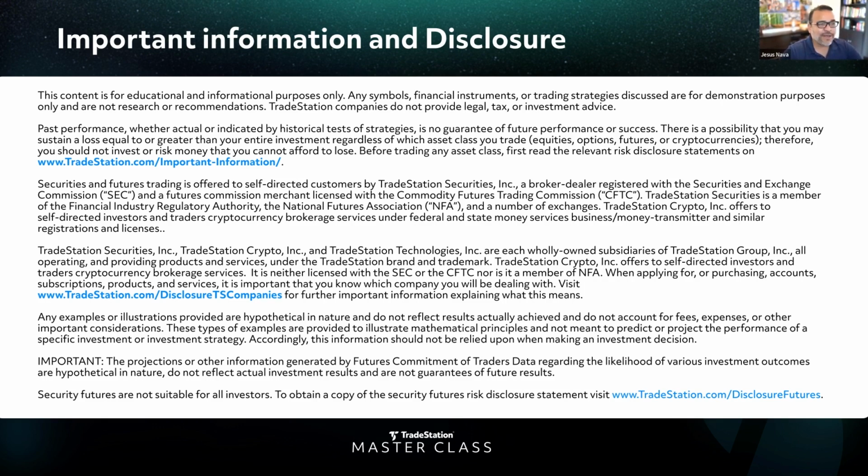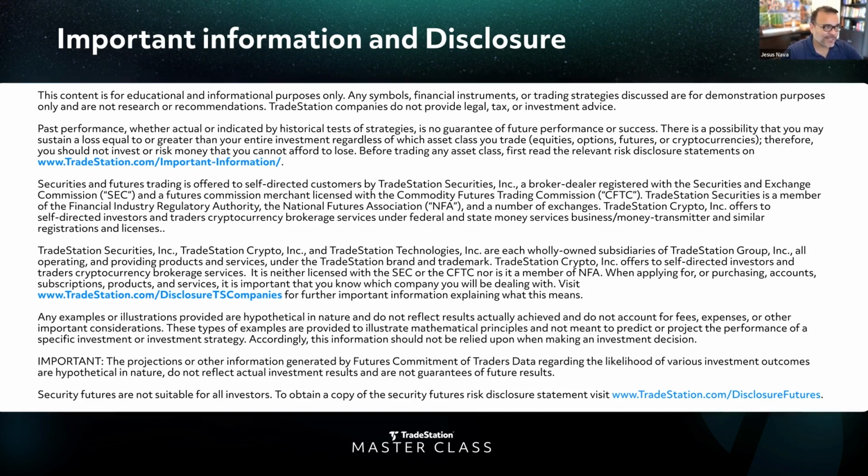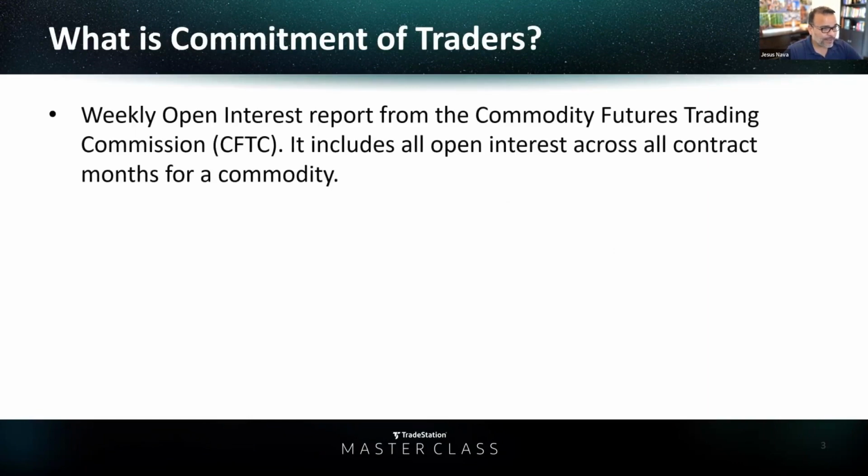So first of all, let's define what commitments of traders data is. This is a weekly report. It is generated by the CFTC, the Commodity Futures Trading Commission, and it includes all open interest across all contract months for a commodity, whatever it is. If it's corn, if it's wheat, if it's crude oil, it's just going to give you a report on how many open contracts are there, which is open interest. And it's a weekly report.